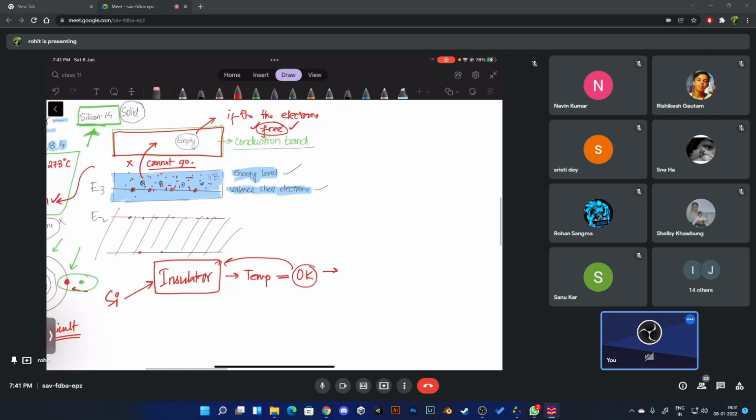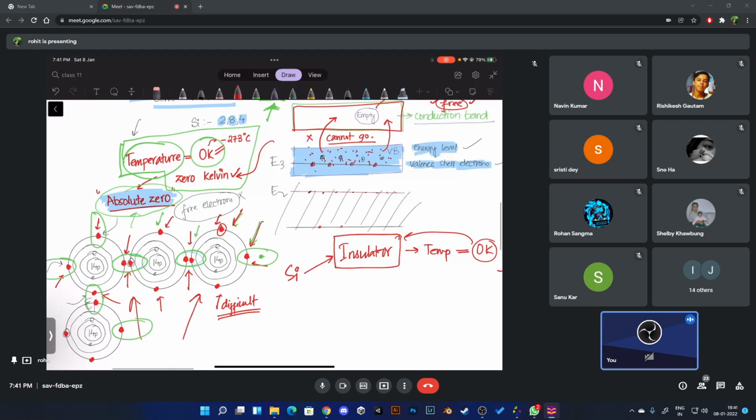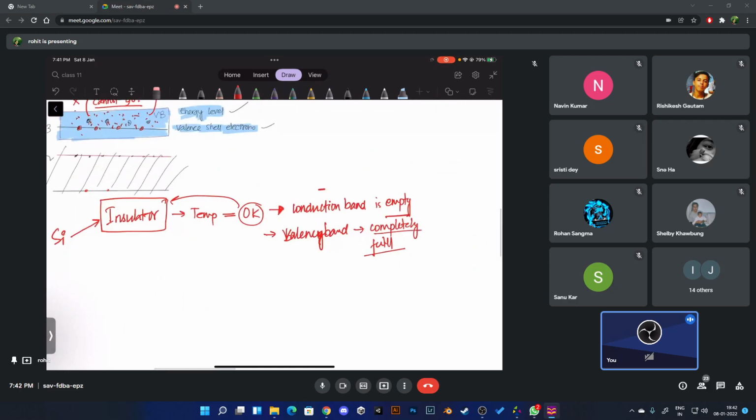Because you saw just now, right? The conduction band is full or empty? Conduction band is empty. There is no electron which can gain energy and go to which band? Conduction band. And what about the valence band? Is it full or empty or completely full? Valence band is completely full. Why? Because all the electrons which are supposed to be in the valence band are present in the valence band. They are not leaving your valence band. So your valence band is full, completely full, but your conduction band is empty.